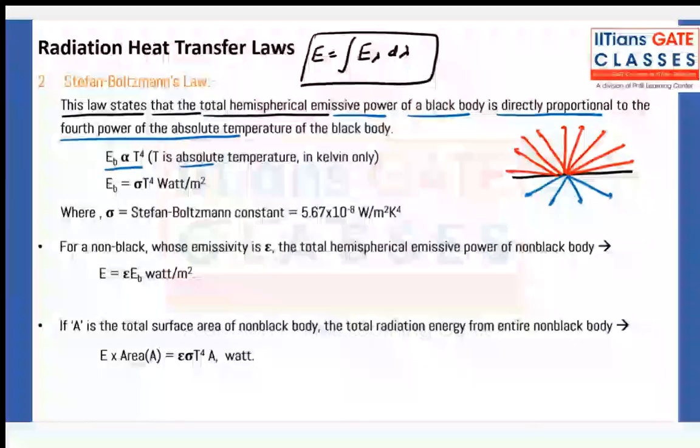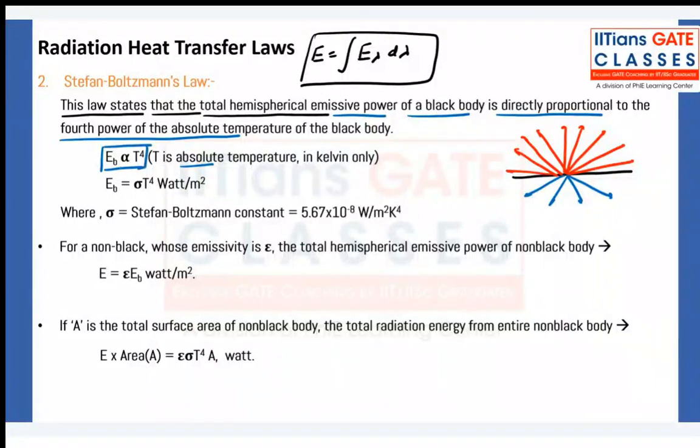So this is what Stefan Boltzmann's law gives you. A very important point here is that you have to put temperature in Kelvin, even if you get a temperature difference, you put that in Kelvin. Whenever you are applying Stefan Boltzmann's law, in fact whenever you talk about radiation, put your temperature in absolute temperature in Kelvin.